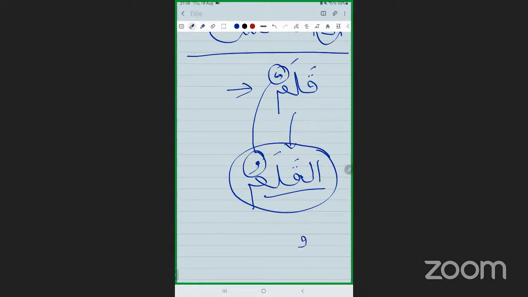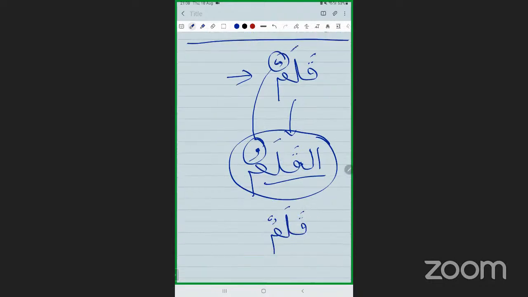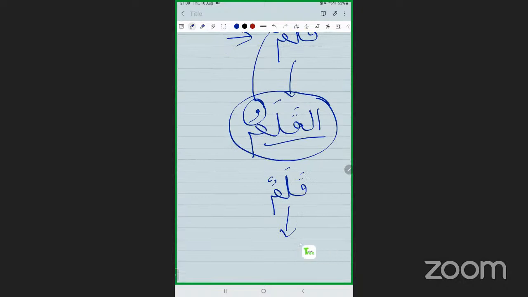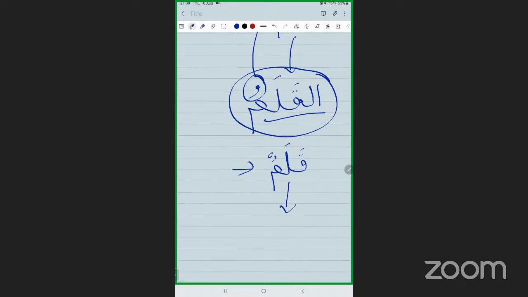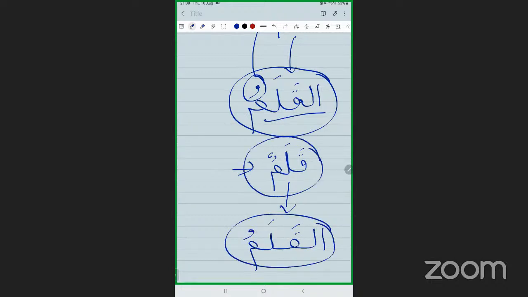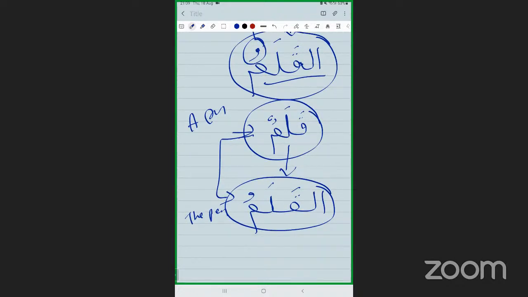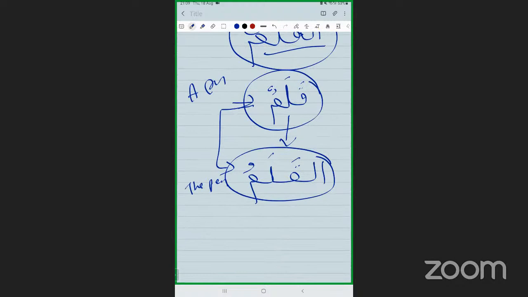The rule says, if you want to make an indefinite noun definite, just add al and remove one tanween, and it will become al qalamu. Qalamun becomes al qalamu. Now it was a pen, and now it is called the pen. Any question about this? The story is really false, just to laugh about, but you should remember that whenever al occurs, it takes one tanween, and it is impossible in English.